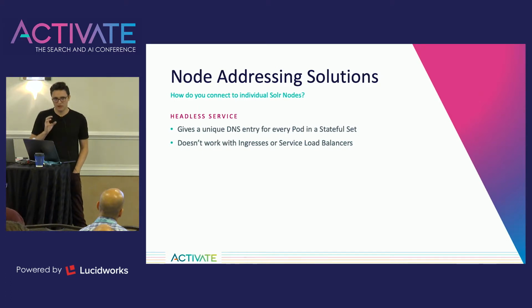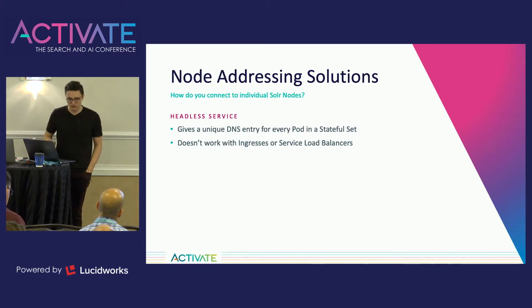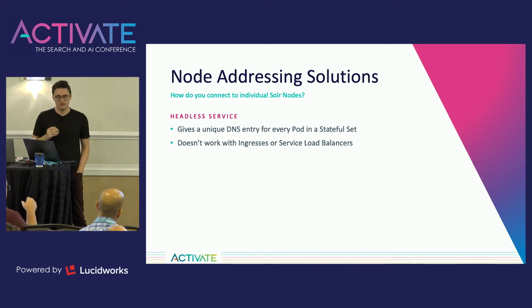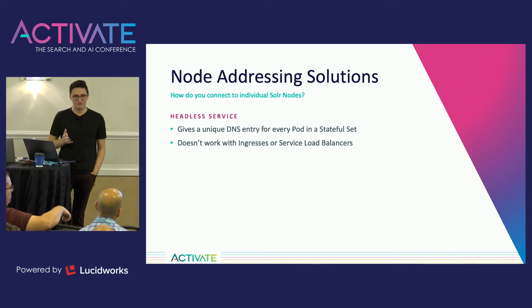Cool. So we're getting pretty close here. But as I mentioned before, two things. One, networking within Kubernetes is not straightforward. It's not easy. Two, Solr nodes need to be individually addressable, and the addressing of them needs to be consistent. And so there's something that Kubernetes provides along with stateful sets, which is called a headless service. This is a service that you can connect with a stateful set that basically gives a unique DNS entry for each of the pods in the stateful set, which is awesome. That's exactly what we need for Solr. The only problem is it doesn't work with ingresses or service load balancers.